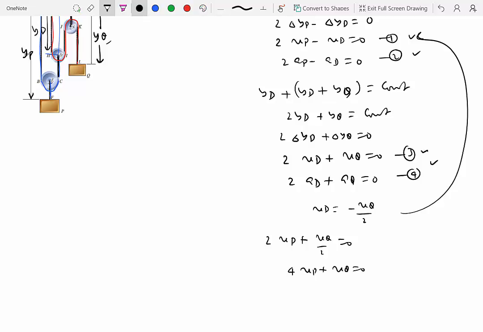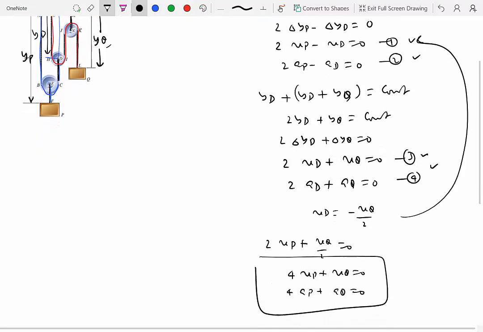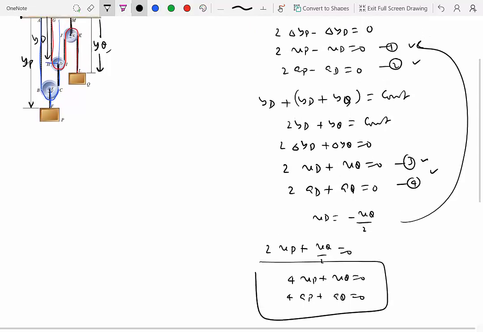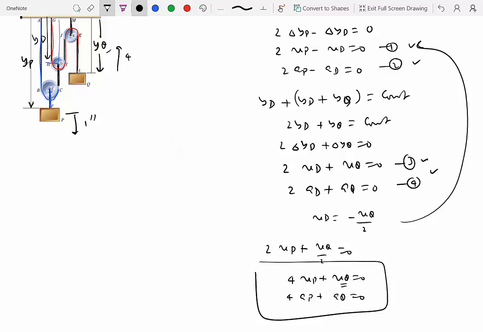And I'll have the similar relationship for acceleration also. Okay, so I get that, and that's what we're looking for. So what this is saying is that if, let's say, the particle P goes down by a certain amount, then Q is going to go up by 4 times that amount. So if P comes down by, let's say, 1 inch, then Q is going to go up by 4 inches.